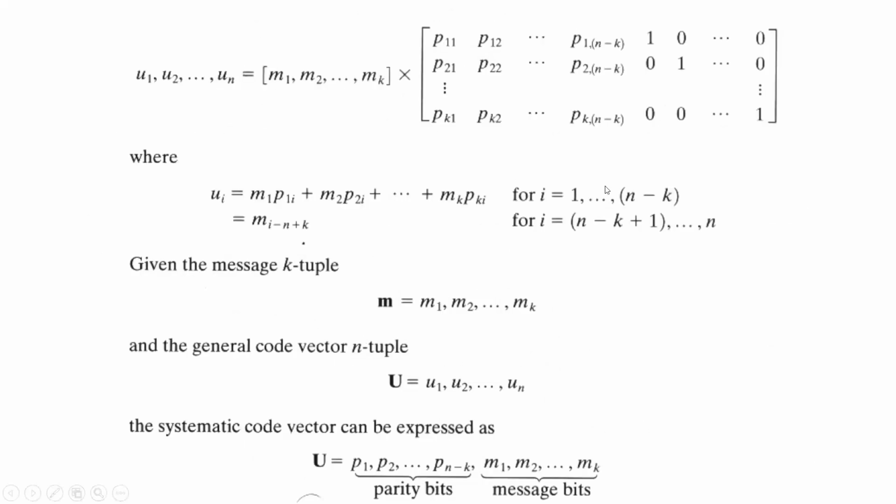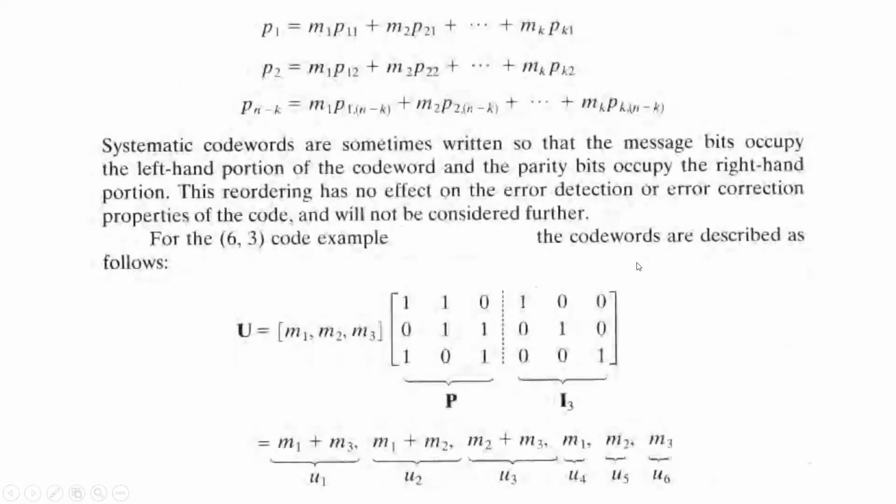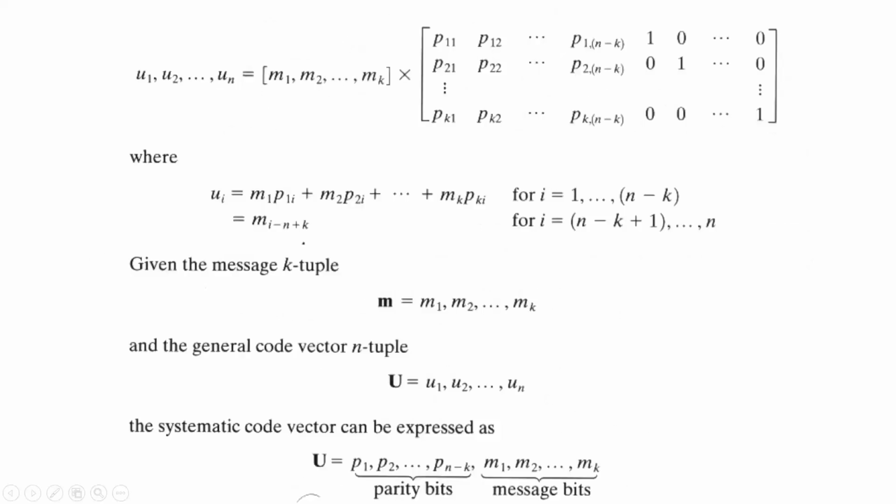Then, this is how to get these parity bits, because I will have the generating matrix. How will you get the first parity bit, which is P1? P1 will be obtained by multiplying M1 with P11, M2 with P21, and MK with PK1, right? So this is my first parity bit.